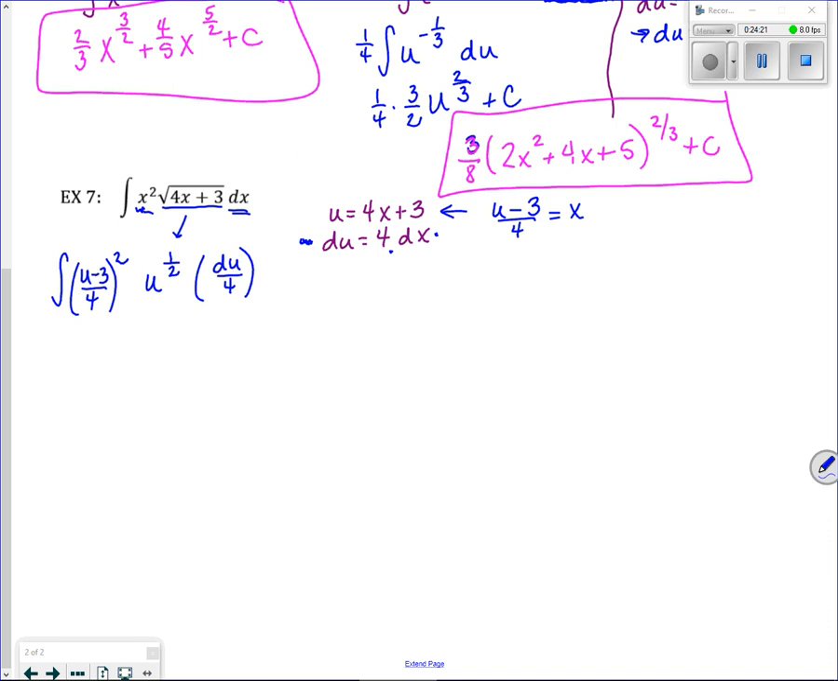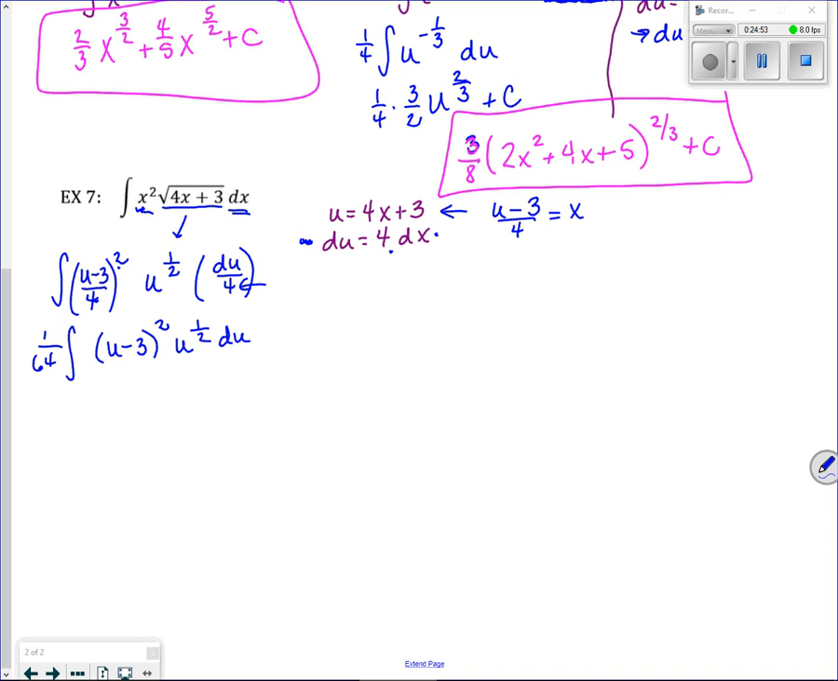Notice if I were to square all this out, I would have to do u minus 3 squared, u to the 1/2 du. Would you agree that that denominator 4 would also get squared? Because when you square a fraction, you square the top and the bottom. So this one gives me a 16. I also have to multiply by that 4. So those of you that thought the number that I pull out is 64, you are correct.